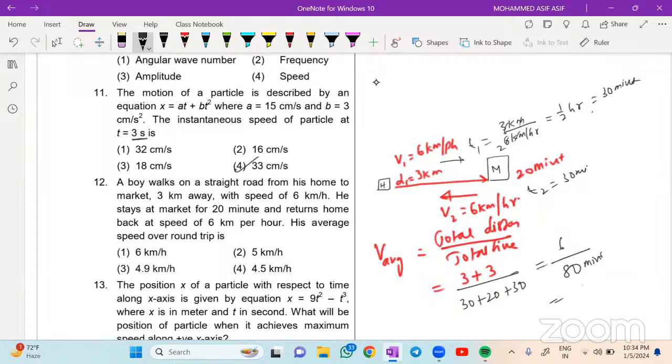So this value will be equal to your 6 into, 1 minute is equal to how much for me? 1 by 60. That means 6 by 60 divided by 80. 6 sixes are 36. 360 divided by 80. This will get cancelled. So it is somewhere around 4.5 kilometer per hour. Fourth option.